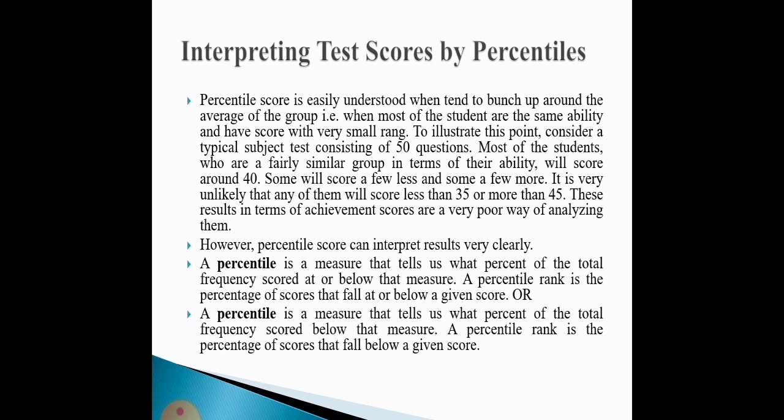A percentile is a measure that tells us what percent of the total frequency scored at or below that measure. A percentile rank is the percent of scores that fall at or below a given score. A percentile is a measure that tells us what percent of the total frequency scored below that measure. A percentile rank is the percentage of scores that fall below a given score.